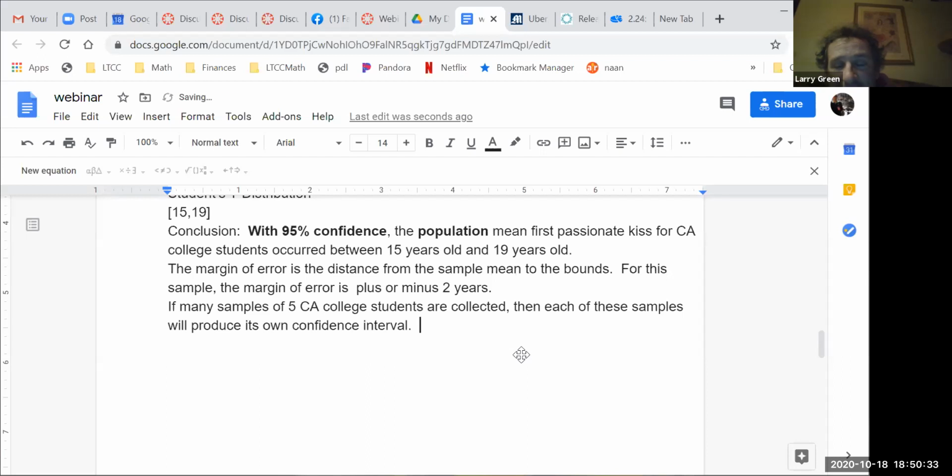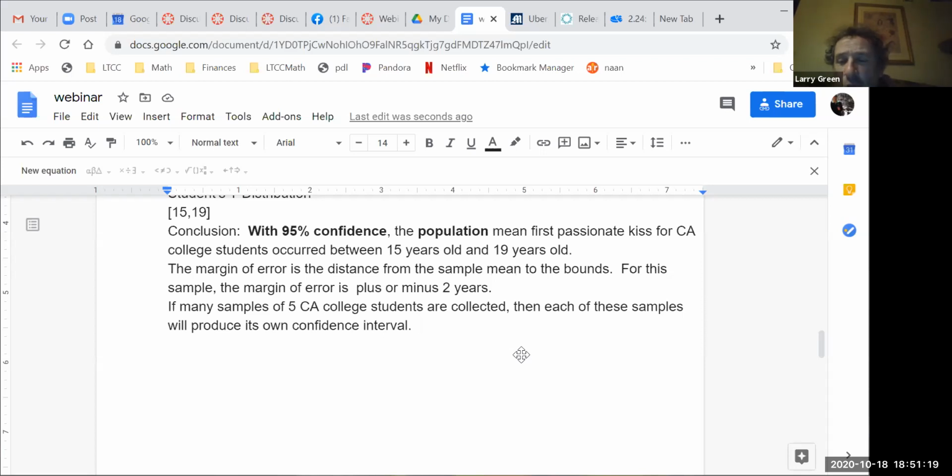So if we asked a different 5 students, do you think we get the same mean and standard deviation? What do you think? No, you'd get a different mean and standard deviation. You're asking different people. They're going to give you different answers. I mean, there's a very small chance, but basically no. If you get a different mean and standard deviation, then you're going to get a different confidence interval. Does that make sense?